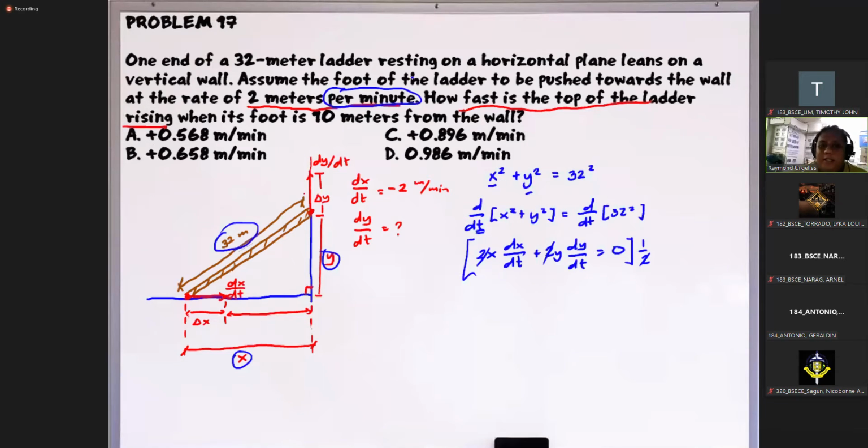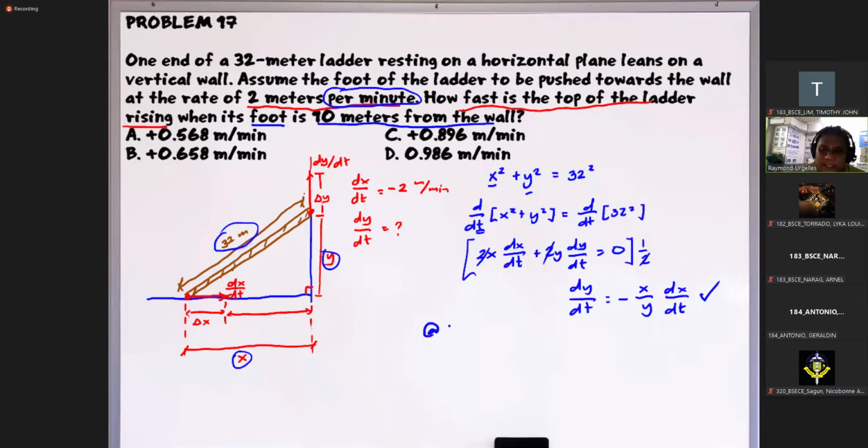So then ano yung kailangan nating i-solve? Okay, so yung dy/dt. So solving for dy/dt, this will simply be equal to negative x over y, multiplied by dx/dt. Okay? So meron na tayong formula para dun sa dy/dt natin. Ngayon ang problema na lang, isang alam lang natin. So is ito: how fast is the top of the ladder rising when its foot is 10 meters from the wall, diba? So therefore we need to solve this.